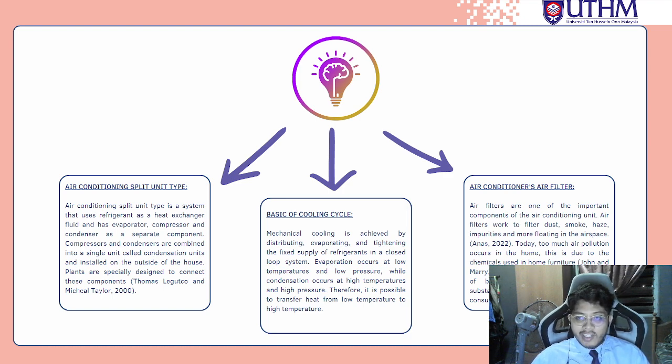Next, air conditioner's air filter. Air filters are one of the important components of the air conditioning unit. Air filters work to filter dust, smoke, haze, impurities and mold floating in the airspace. Today, too much air pollution occurs in the home. This is due to the chemicals used in home furniture. Air filters also filter a variety of bacterial and virus contaminated substances that can affect the health of the consumer.